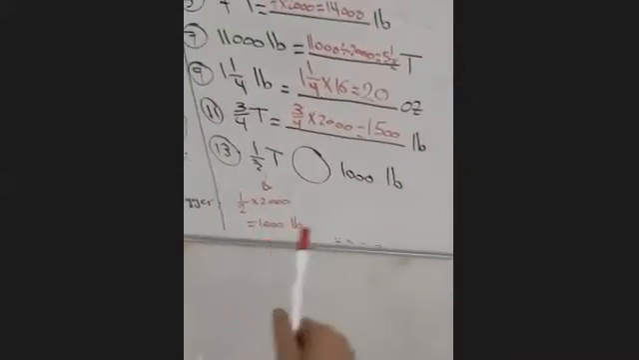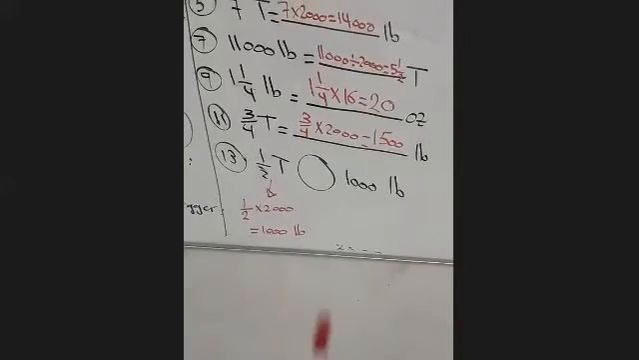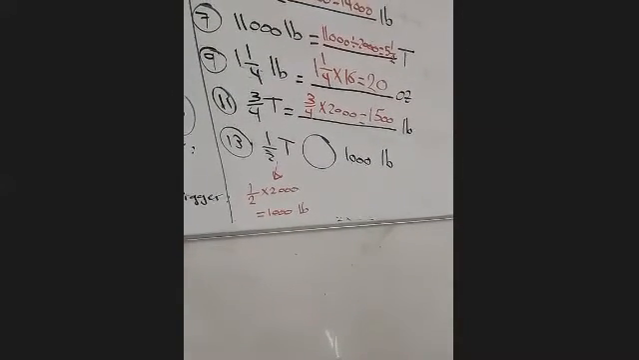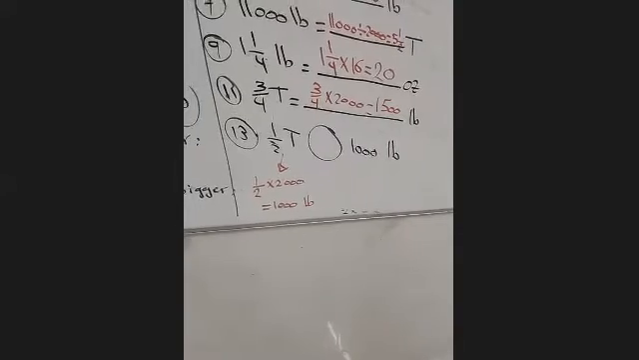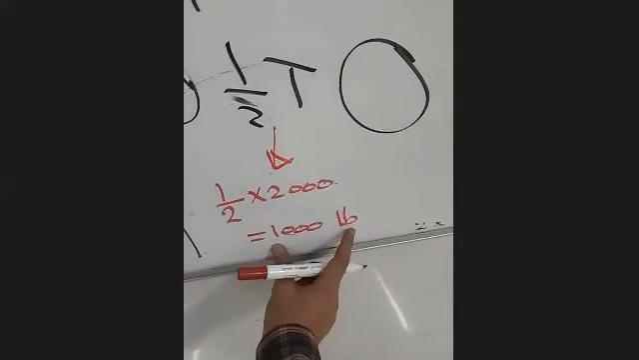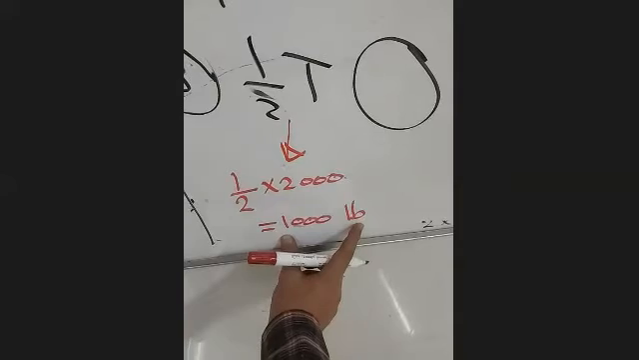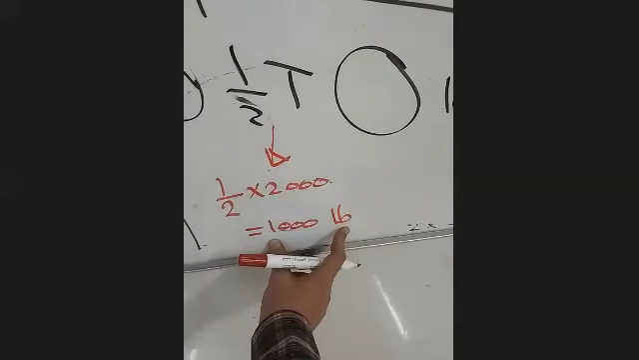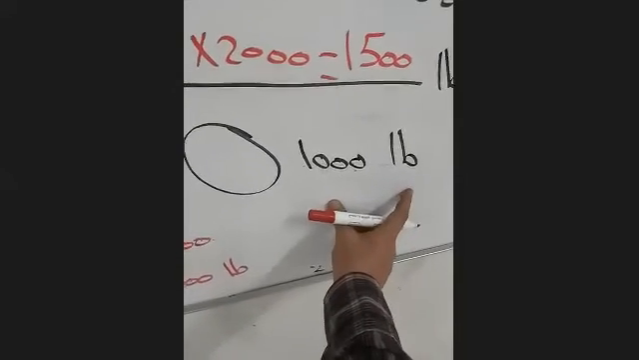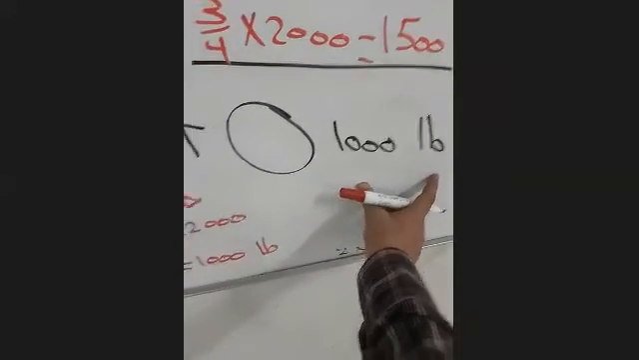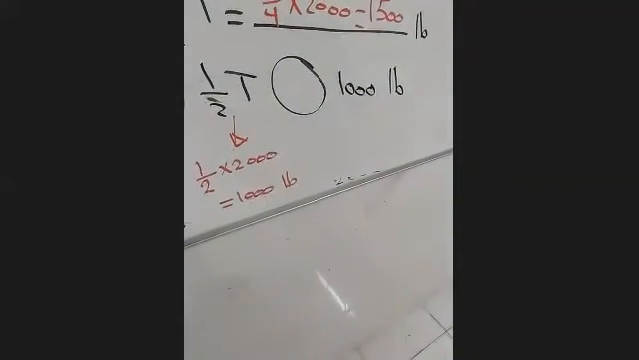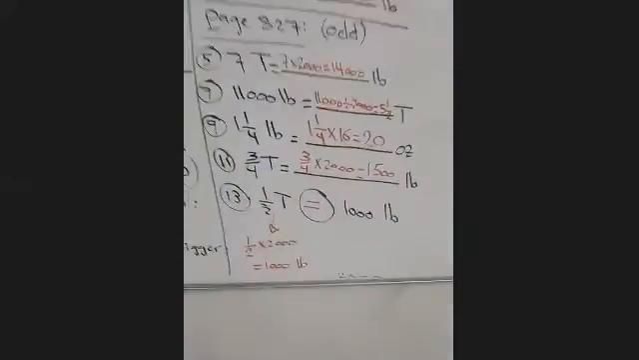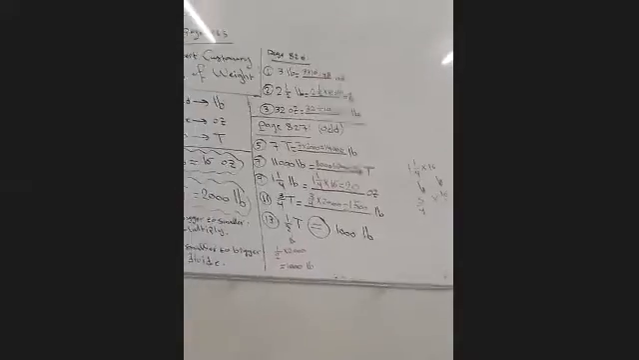Look here now. Here 1,000 pounds and here 1,000 pounds. Which one is bigger? They are equal. Excellent, they are equal. No one is bigger.